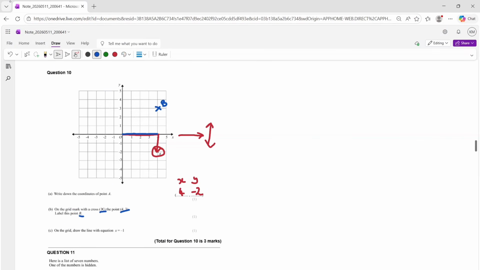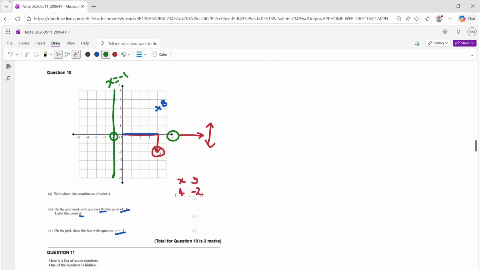Okay, part C, on the grid, draw the line with the equation x equals negative 1. So if we have a look here, x equals negative 1, this is my x-axis. So x equals negative 1 is here, so my line needs to go through there. Often got wrong because the x-axis is horizontal, so people think the line x equals negative 1 has to be horizontal, but it doesn't. It goes through the point x equals negative 1.